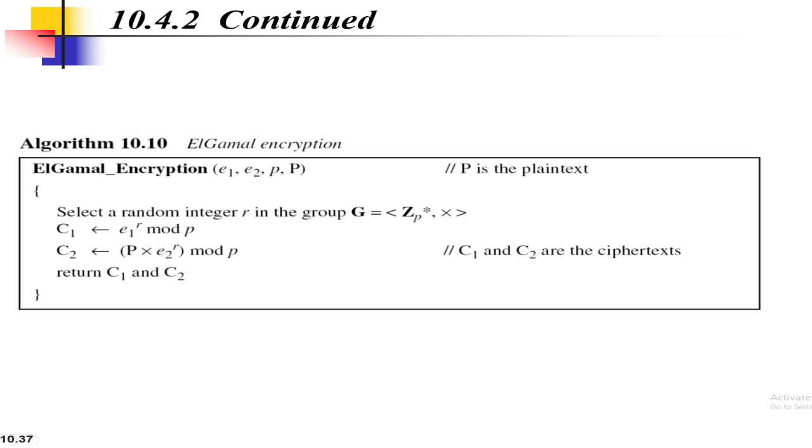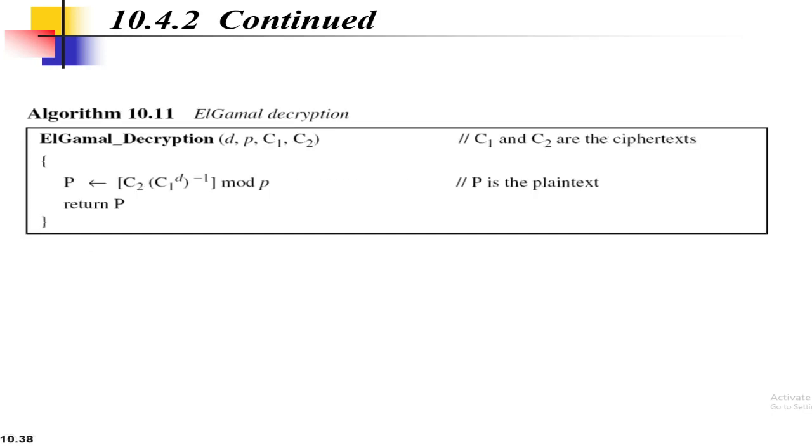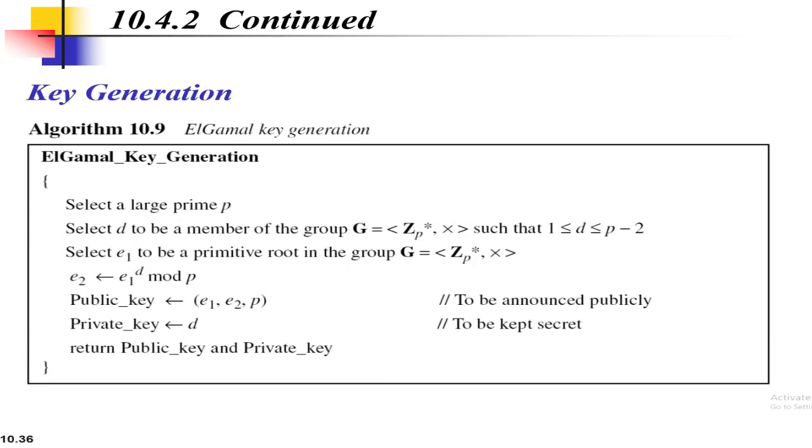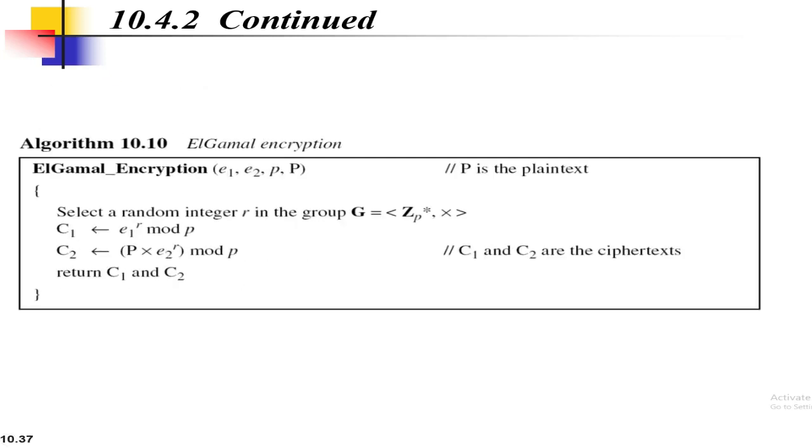After that, here is the ElGamal decryption algorithm. Here the parameters are the private key, the prime number, and the ciphertexts C1 and C2. It decrypts the message by using the private key D. The plain text equals C2 times C1 to the power D inverse mod P, and it returns the plain text. This is the overall key generation, encryption and decryption in the ElGamal cryptosystem.